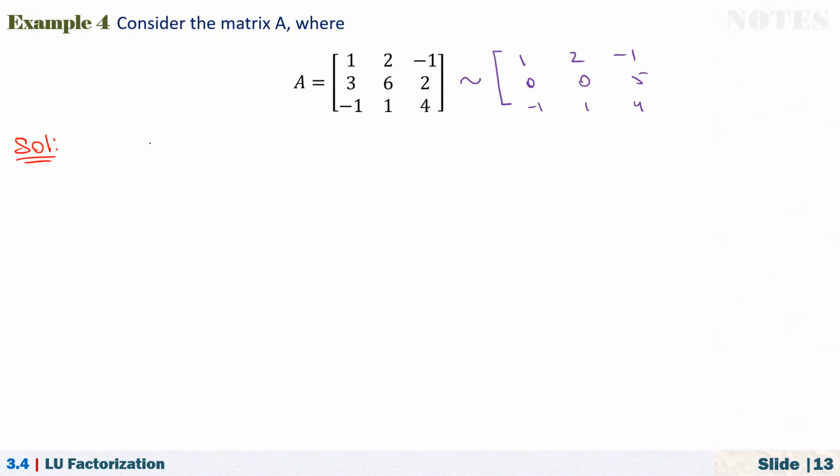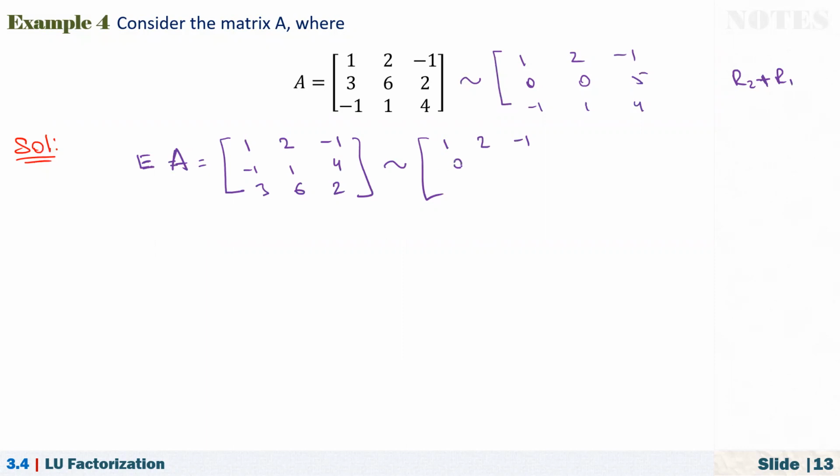If I just interchange these rows, let me label this by E again. So E times A gives us this matrix: 1, 2, -1; -1, 1, 4; and 3, 6, 2, right? Now the first step is R2 plus R1, adding the first row to the second row: 1, 2, -1, and then 0, 3, 3. So here we have 3, 6, and 2.